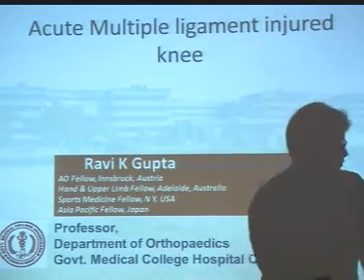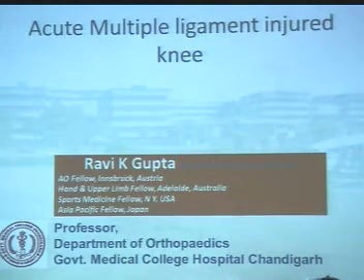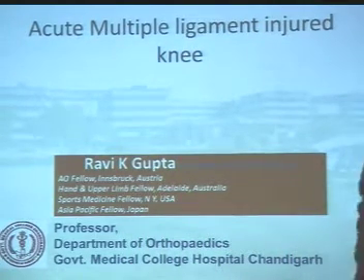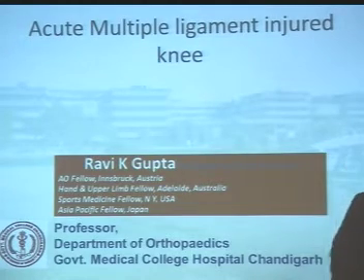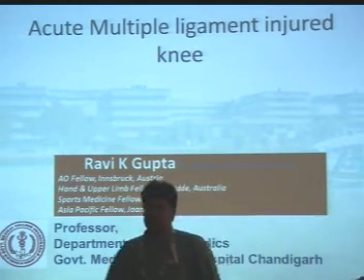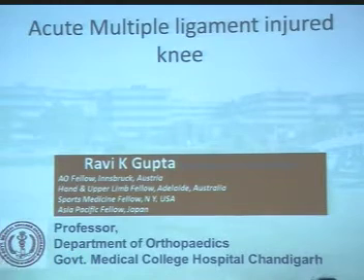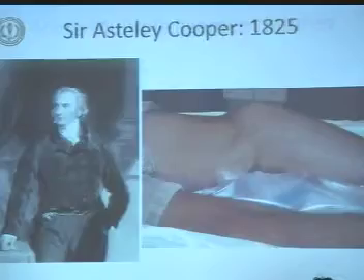So I was looking in the literature in PubMed. If you write acute multiple ligament injured knee, that means we are talking about a dislocation of the knee which has spontaneously reduced, but X-ray might still show that it is still subluxated or still dislocated.